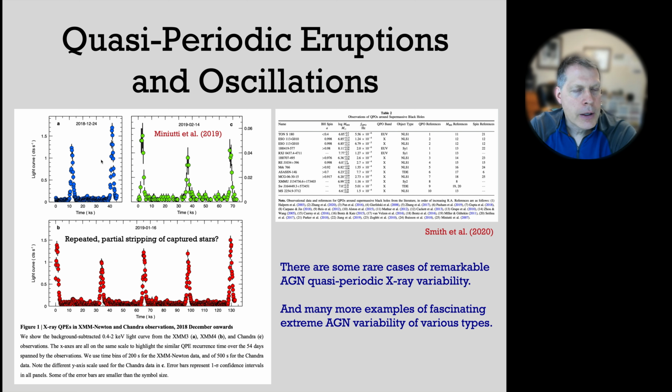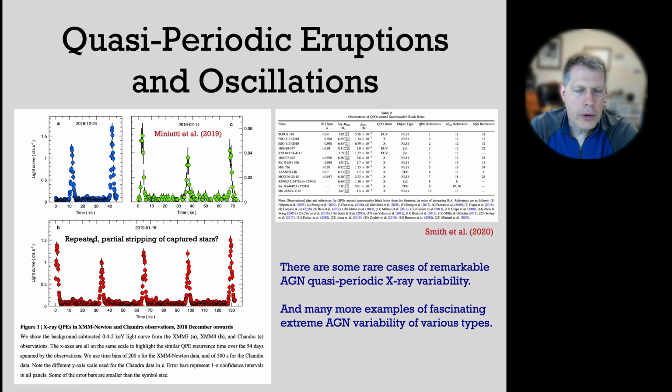Here's an example from some recent important work where they have found an active galaxy that shows quasi-periodic eruptions, where the system every once in a while erupts to a high X-ray flux state. I believe this happens about every 9 hours or so in this system. Well, what's going on here? Well, that's the interesting thing. Why are there these quasi-periodic eruptions in this system, but not present more generally? Well, we don't know for sure.